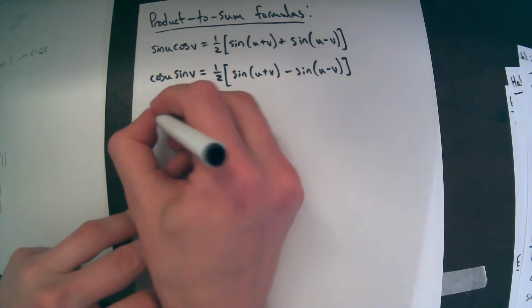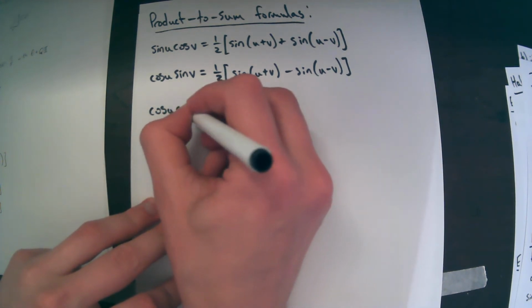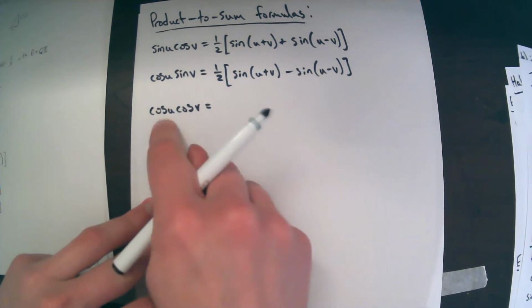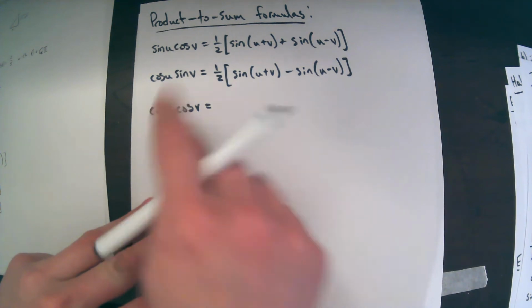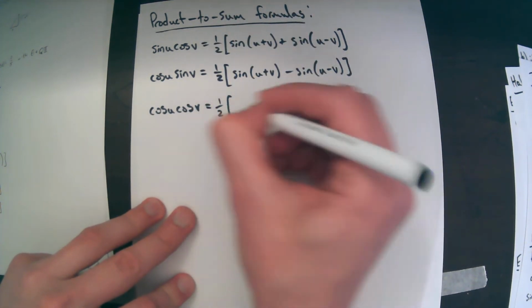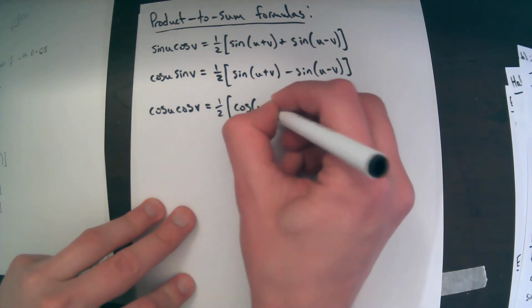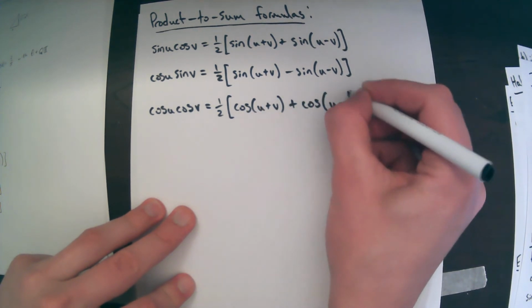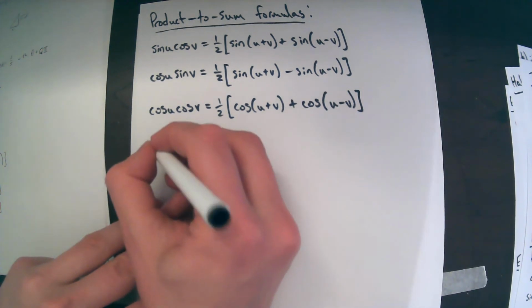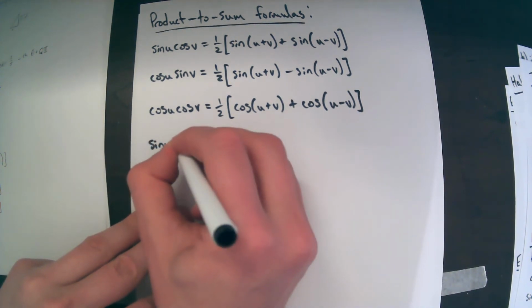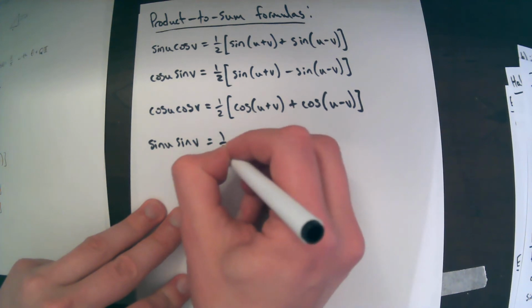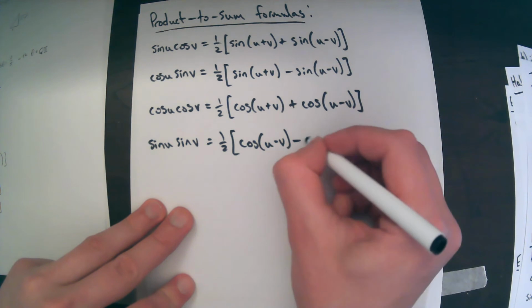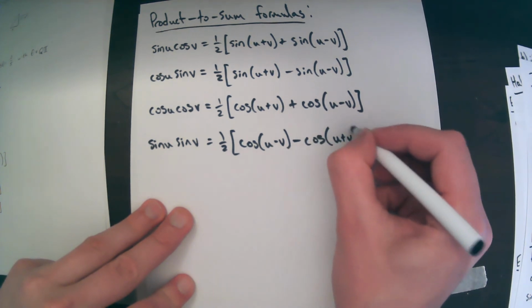Then the last two: cosine of u times cosine of v, the product of two cosines with different inputs. This is not cosine squared, because these are different inputs. That's 1/2 times cosine of u plus v plus cosine of u minus v. And then the product of two different sines is 1/2 times cosine of u minus v minus cosine of u plus v.